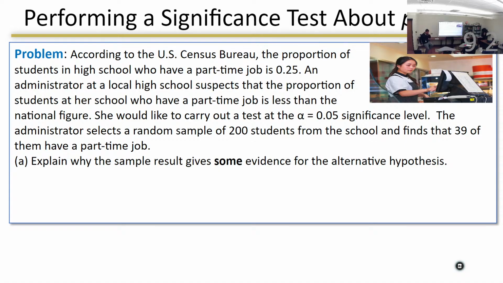I did this one first hour. We'll go ahead and do the same.